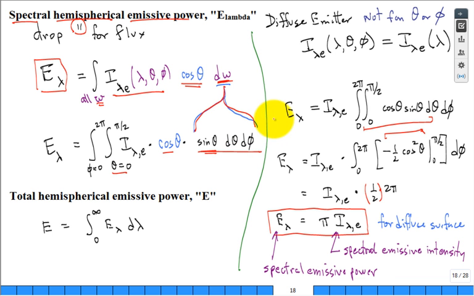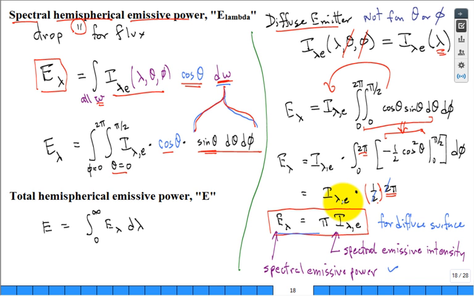If it's a diffuse emitter, this is not a function of direction, just a function of lambda, so that comes outside the integral. And now we're just left with this integral. You can do that integral in 2 steps. I show it to you here, but this is what happens. Yes, you have the 2 pi from the 0 to 2 pi, but the inner integral gives you the half times the 2 pi, and that's why the 2 is missing. So E, the spectral emissive power, is equal to pi steradians times I, the spectral emissive intensity.